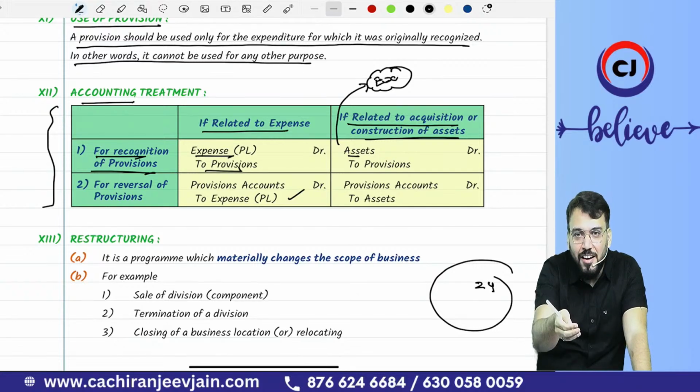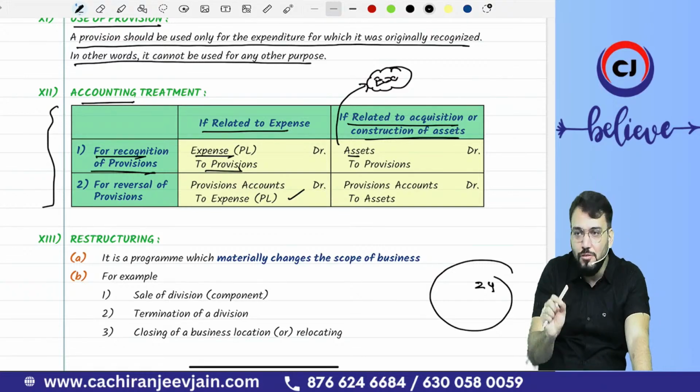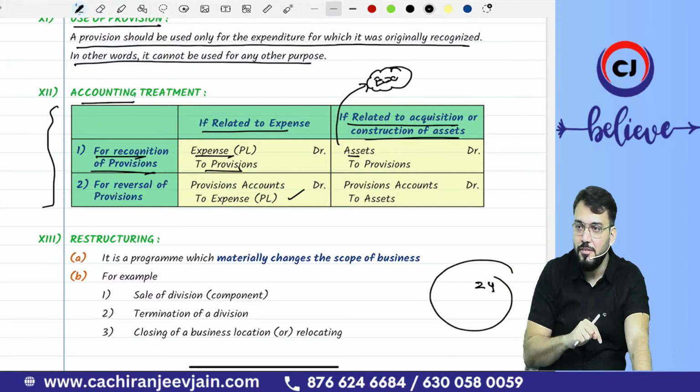You have taken a car on loan. So the entry is car account debit, loan credit. That is it. So loan is provision.